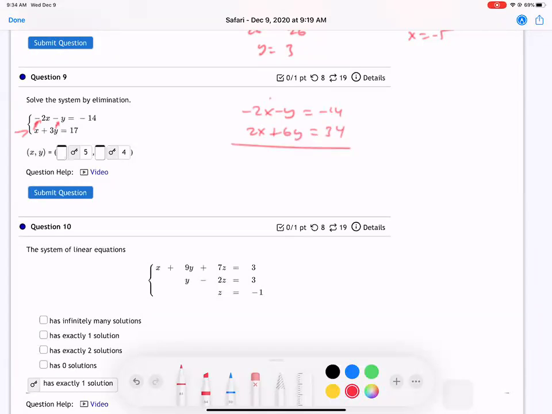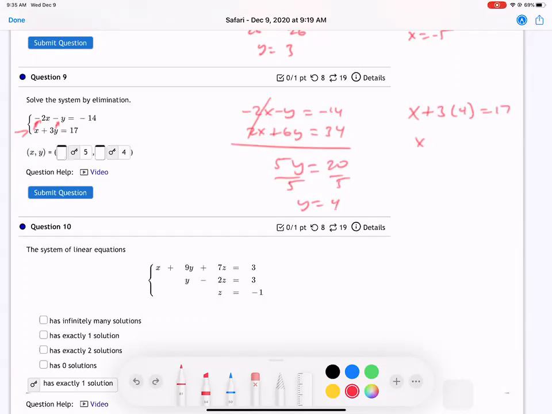Then we see the x's cancel out. We're at 5y is equal to 20. Divide both sides by 5. y is equal to 4. Again, if I find y, I still haven't found x, we have to go back and solve for x. You can pick any equation you want. I'll choose the easy one, x plus 3y, which we said was 4, is equal to 17.